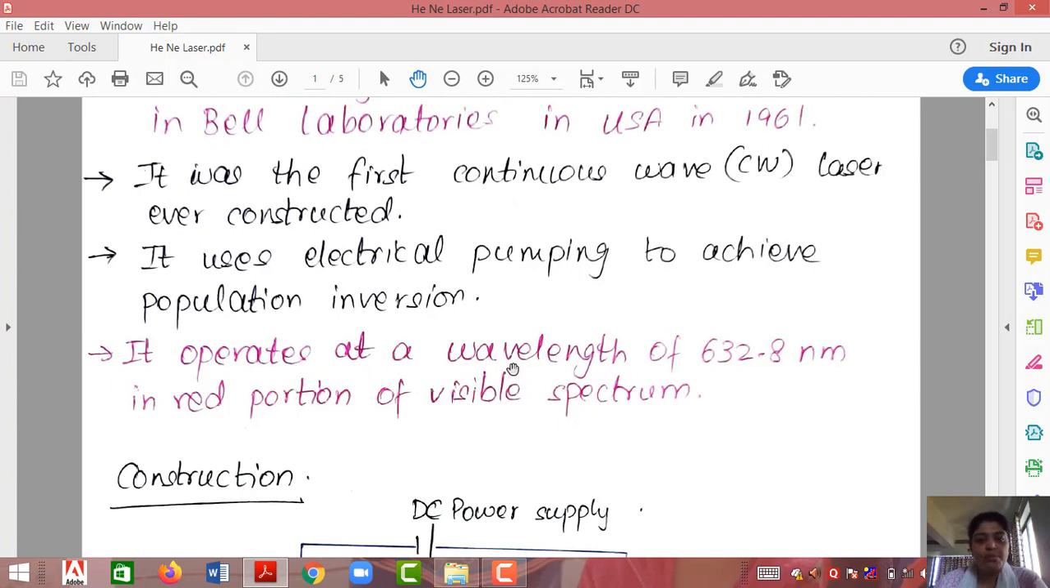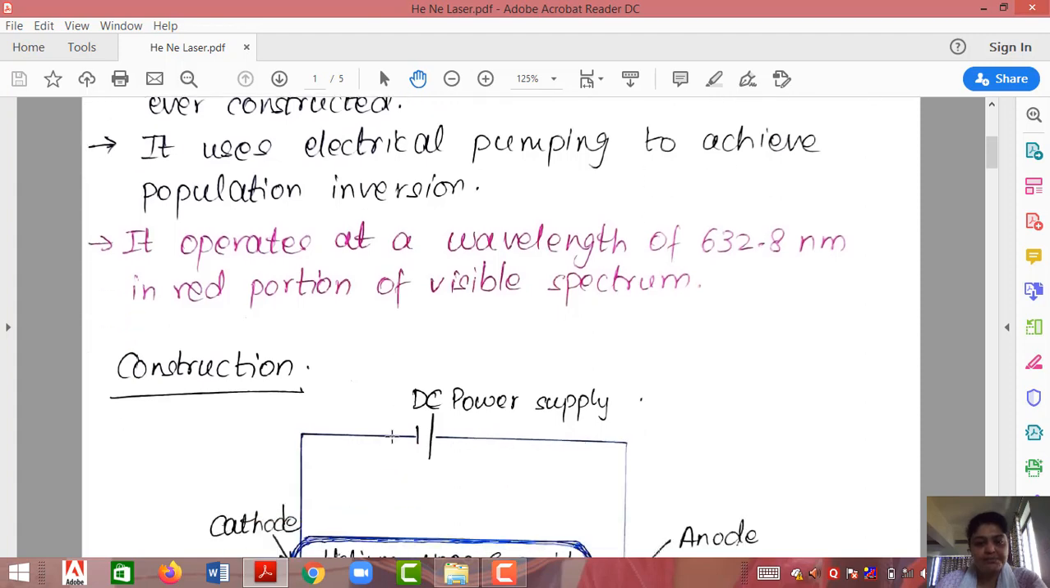This laser operates at a wavelength of 632.8 nanometers, or you can say 6328 angstrom, which is closer to the wavelength of red color. So we get a red beam as an output of the helium neon laser.